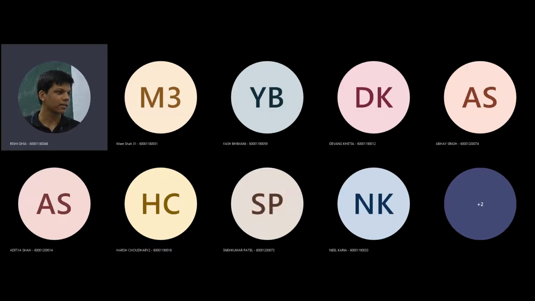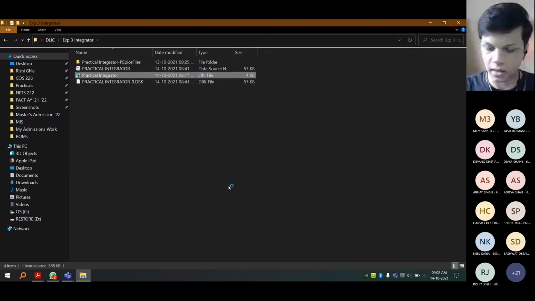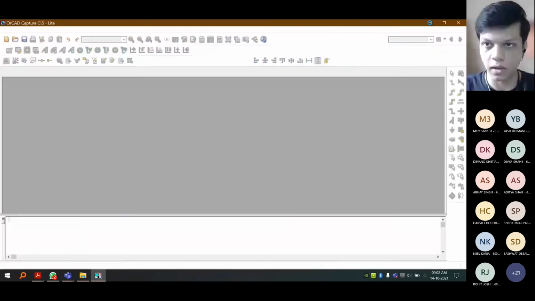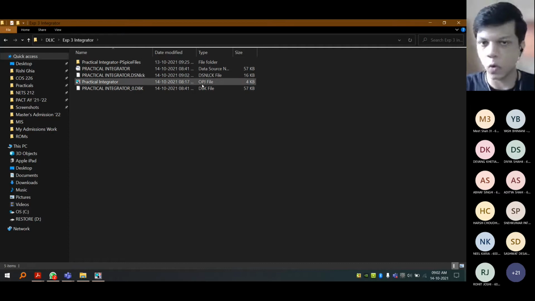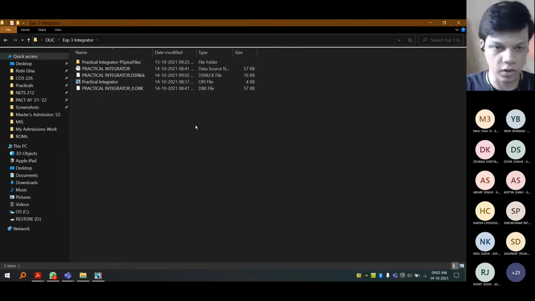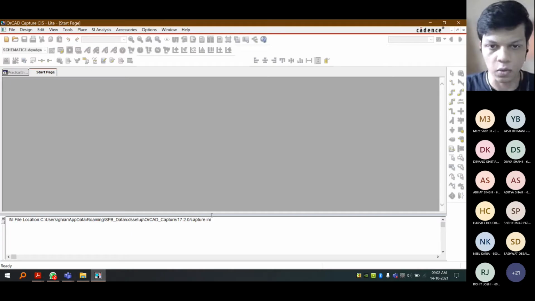We'll just open that up and we can open up the practical integrator file from there. So just to make things clear to everyone, when you want to open a previous file, you'll be opening the OPJ file. That's the one that you want. Okay, this is taking a moment.